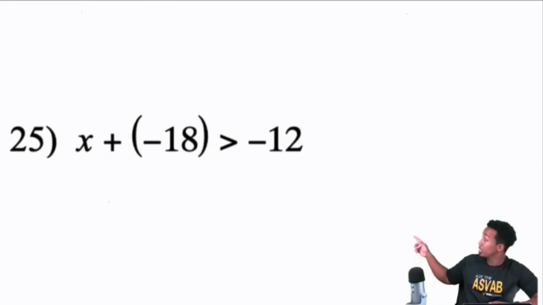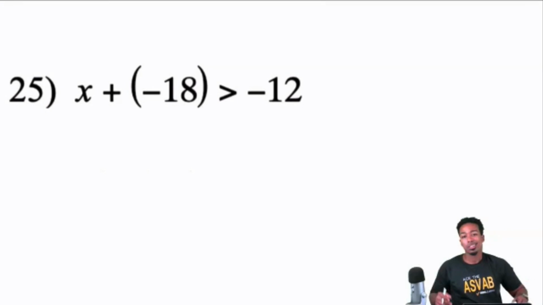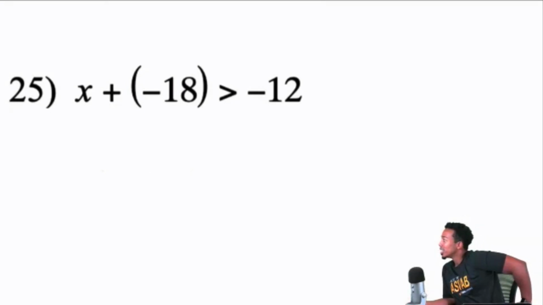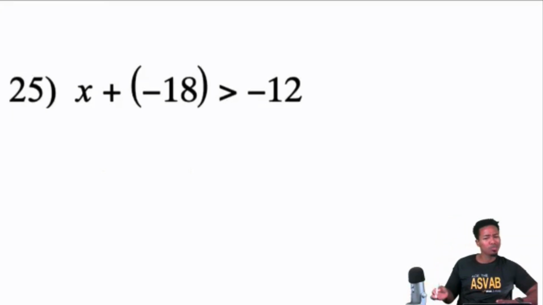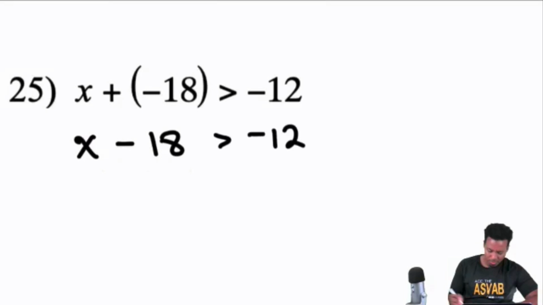Here we go. So x plus -18 is greater than -12. Everybody write that one down because this is a unique looking problem. It's nothing. Trust me, it's nothing. I got you. So you're looking at this and saying, okay, x plus -18. Everybody, adding a negative, isn't that the same thing as just subtracting? Isn't that just the same thing as saying, hey, x minus 18?